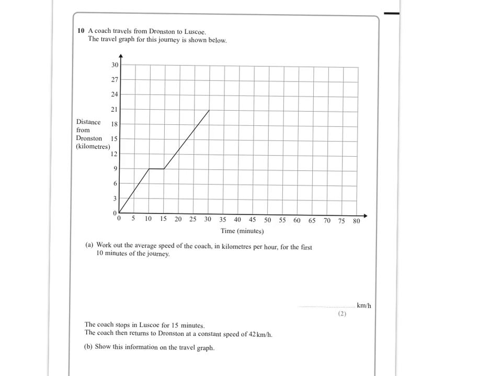So question 10, it says a coach travels from Dronston to Lusco and you've got a travel graph shown, and it says, first of all, work out the average speed of the coach in kilometres per hour. And this is for the first 10 minutes of the journey. Well, shown on here, if this is the first 10 minutes here, then you can see that it's actually gone 9 kilometres in 10 minutes. So we've got 9 kilometres in 10 minutes.